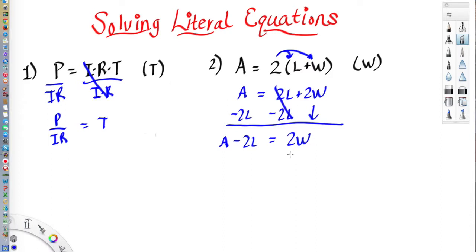Okay, what's happening to W? It's being multiplied by 2. What's the inverse of that? Divide by 2. So I'm going to divide both sides by 2. The 2's cancel each other out. Finally, W's isolated. And what is W equal to? Well, it's A divided by 2 minus, and then 2 goes into 2L, minus L. Because I'm distributing this division by 2 through. I'm dividing the A by 2, and then I'm dividing the 2L by 2, which would give me just L.